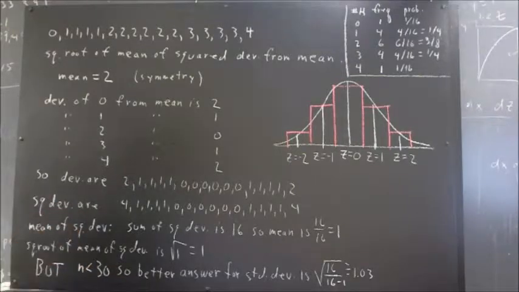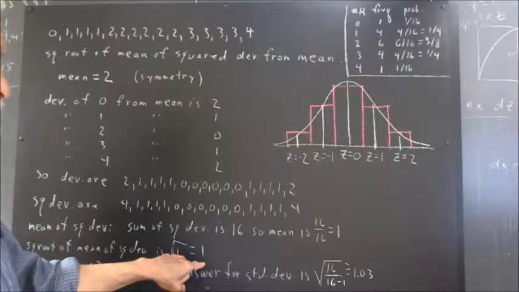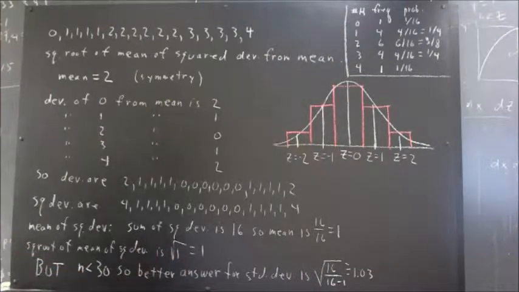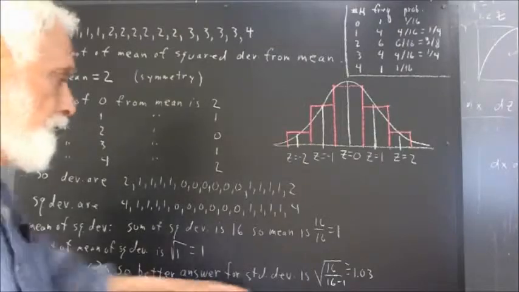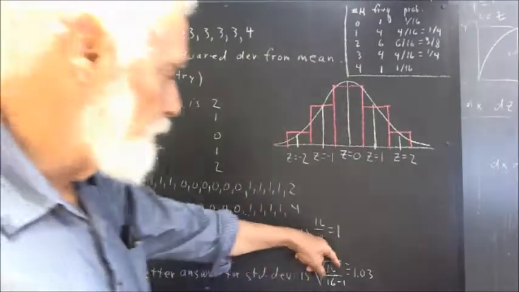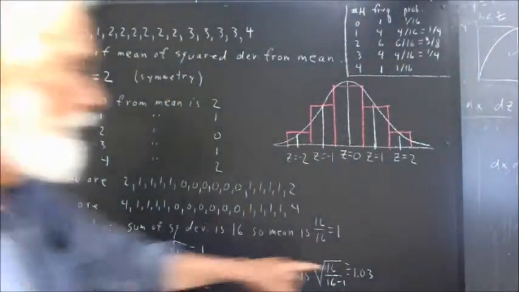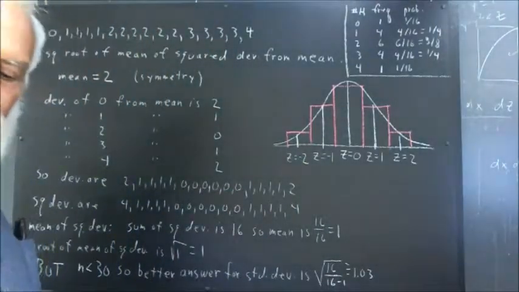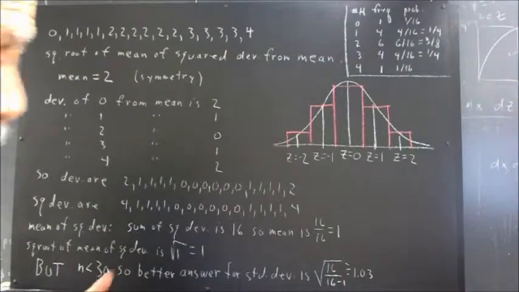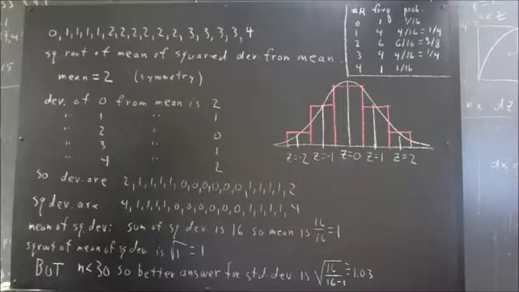Now, I'll do the qualifier. This is the definition as I gave it to you, but it only applies to n greater than 30. Actually, n greater than or equal to 30. Here n is less than 30. N is only 16. You've only got 16 numbers. So the better answer for the standard deviation is the square root of 16 divided by 16 minus 1. That comes out about 1.03. Not very significant in its difference, although depending on just how precisely you want to get things, that might be a significant difference, but it's not a big difference. Okay?